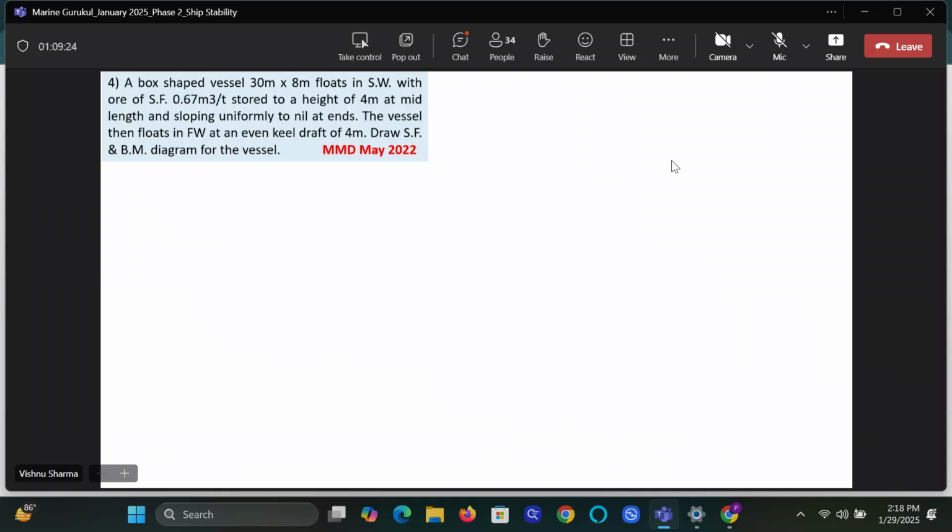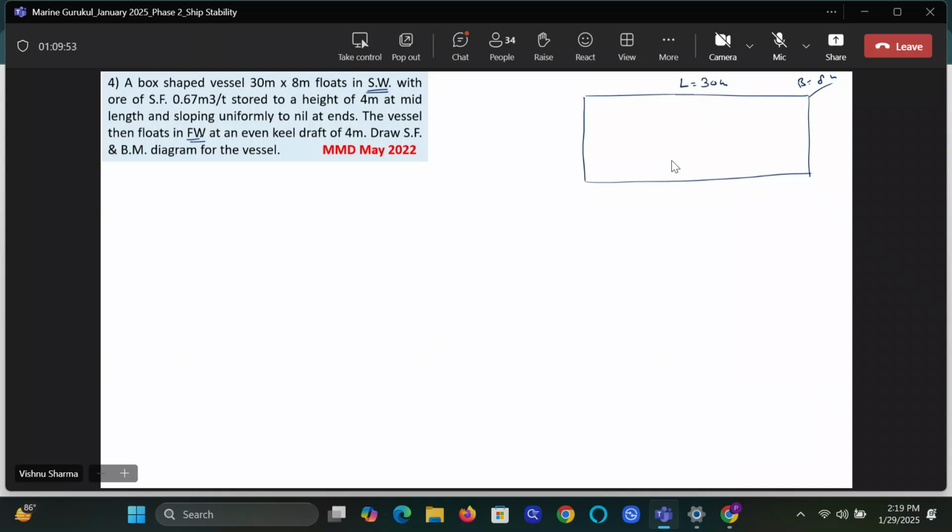Let me make the first diagram so that the next question you can make the diagram. A box-shaped vessel is like this. Length 30 meters, breadth 8 meters. It floats in seawater with iron ore. You see, first it floats in seawater. Again, this is an MMD question, unfortunately.